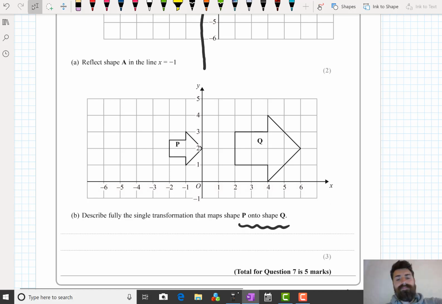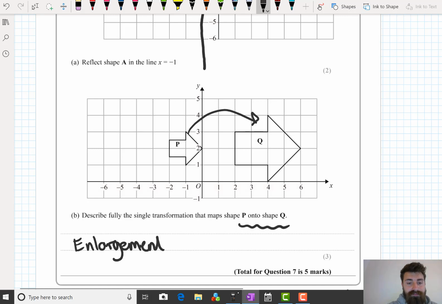So describe fully the single transformation that takes P onto Q. So I'm going to put an arrow like that just because it forces me to think it's going from little to large. First things first, you've got 4 types of transformations. You've got rotations, you've got translations, just picking it up and moving it. You've got reflections, then you've got enlargements. This is the easiest one to identify in my opinion. Enlargement, 1 mark, because I've said one thing.